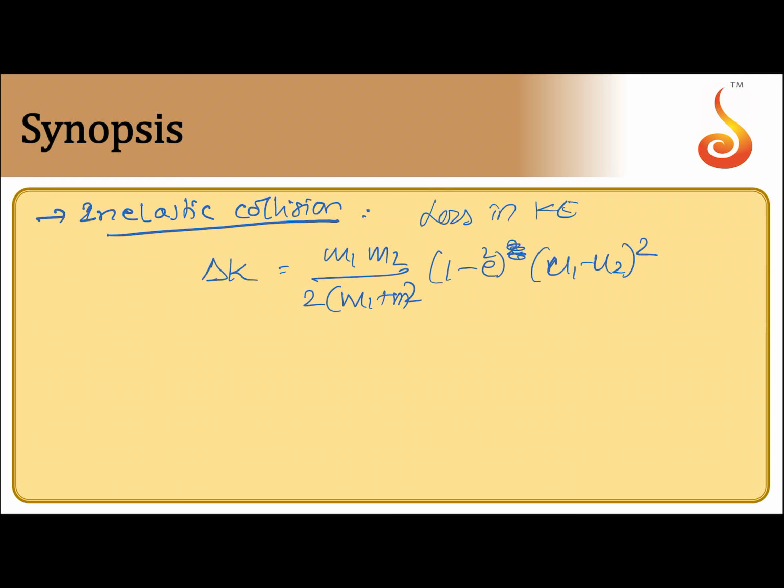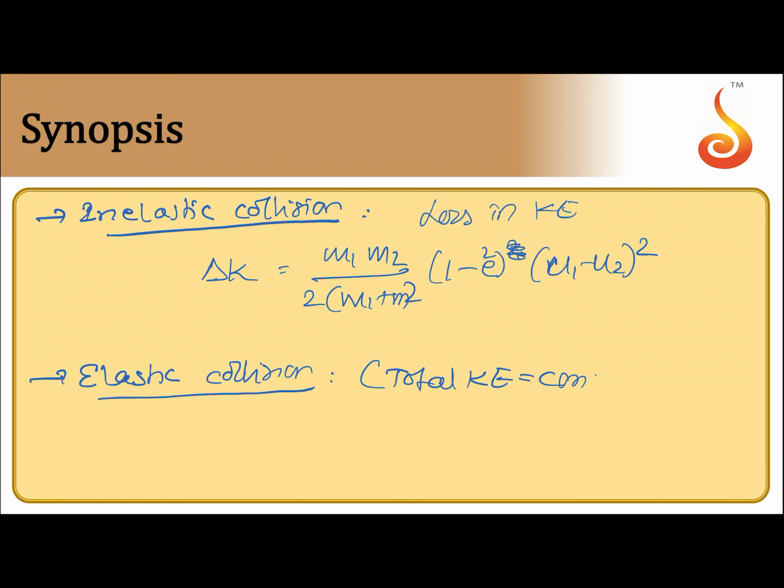Suppose I consider an elastic collision. The total kinetic energy is conserved, you know that. Total kinetic energy is conserved. However, individual particles don't retain their kinetic energy. That's right. So now the kinetic energy of one and the kinetic energy of two can be found out.